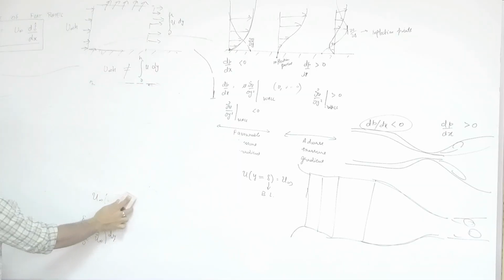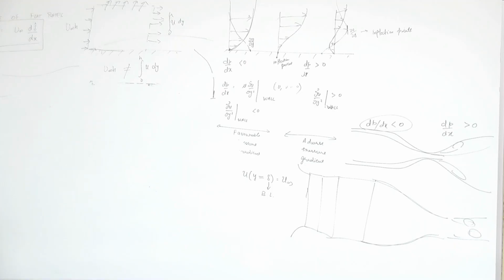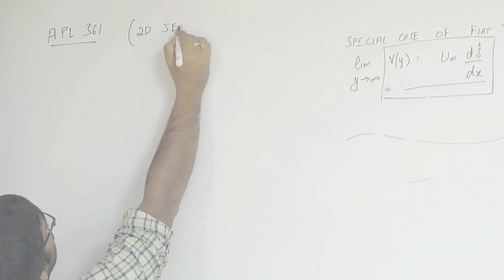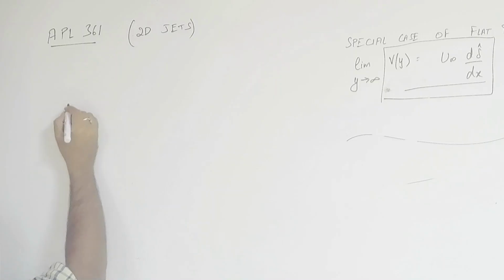So we will close the boundary layers here, but we will not close the boundary layer theory here, because the next thing that we are going to look at, and it is very important, are 2D jets. Okay, and the problem goes something like this.